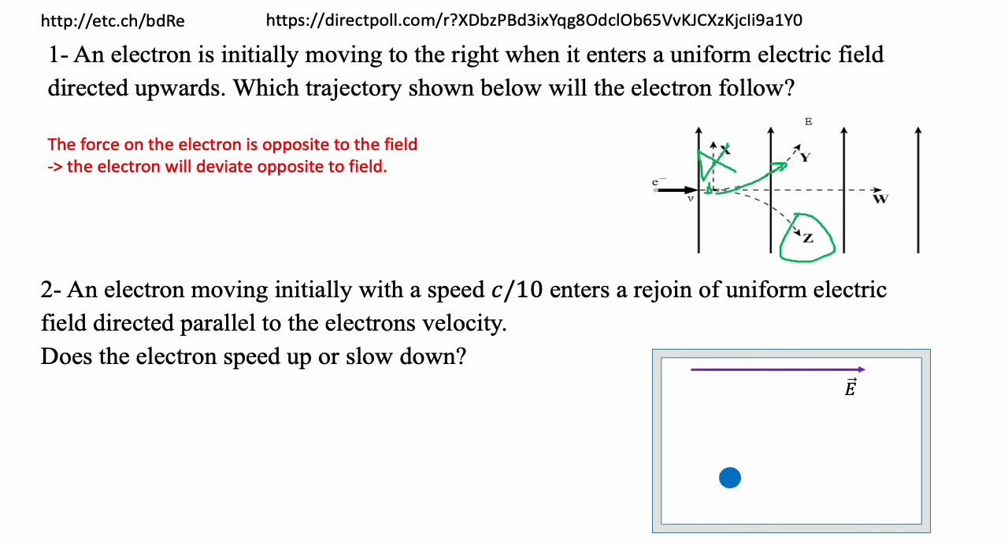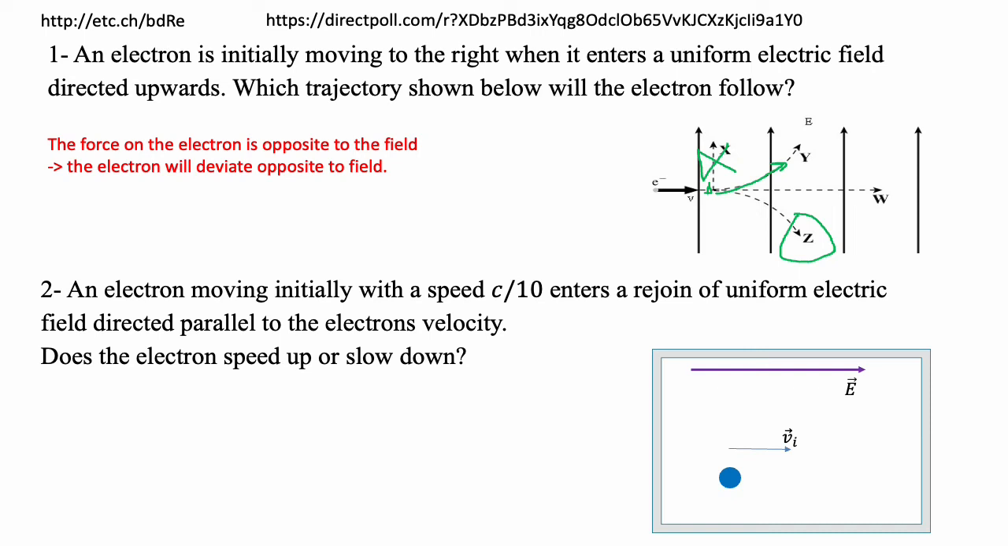The direction of the field is parallel to the electron velocity, in the same direction as the electron velocity. That's V initial. So does the electron speed up or slow down? Now, it's not going to deviate, neither up nor down, because it's the same direction, parallel. But what about the force? I don't know whether it will speed up or slow down, so I need to look at the force on it.